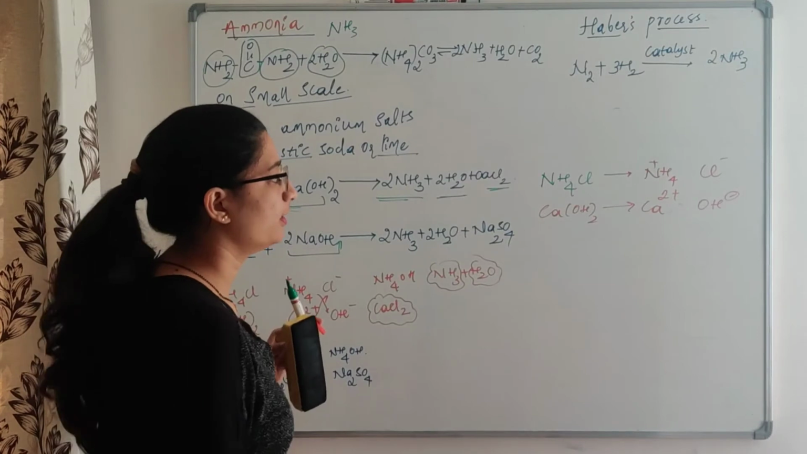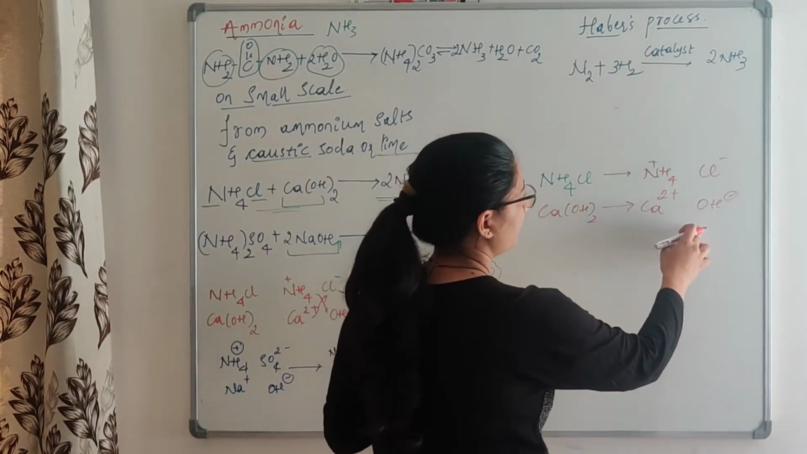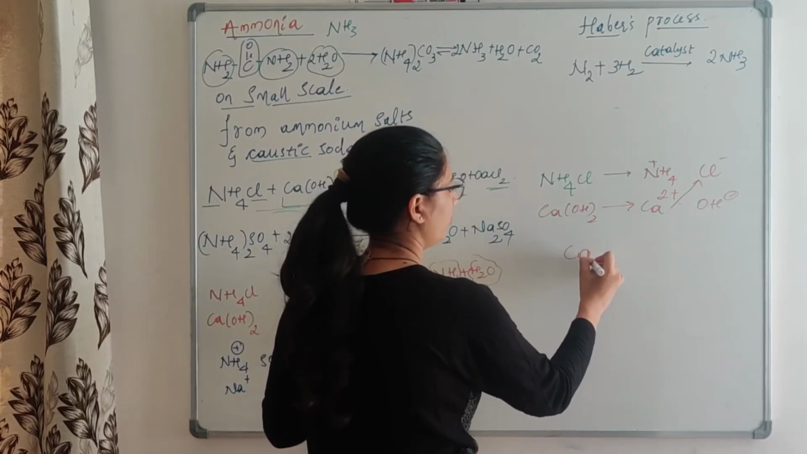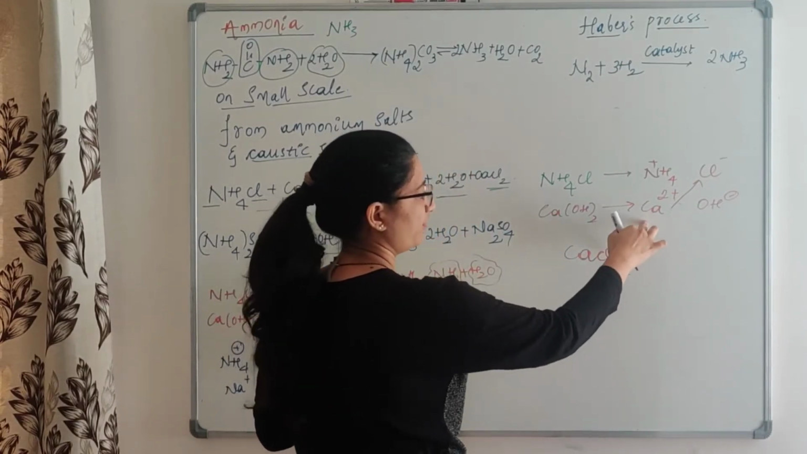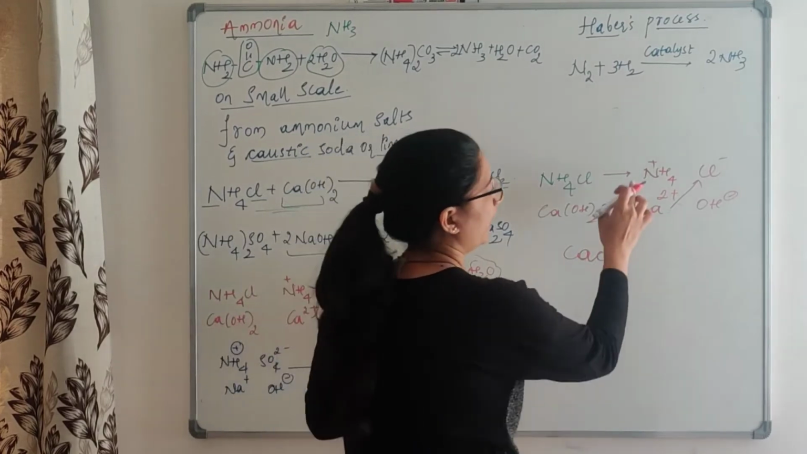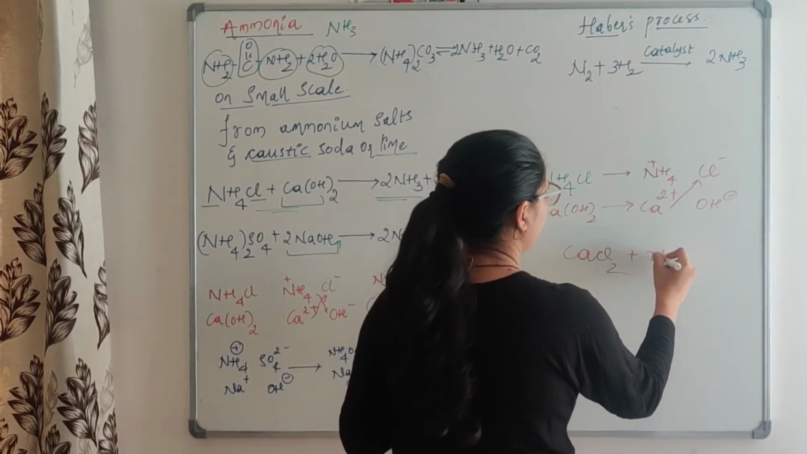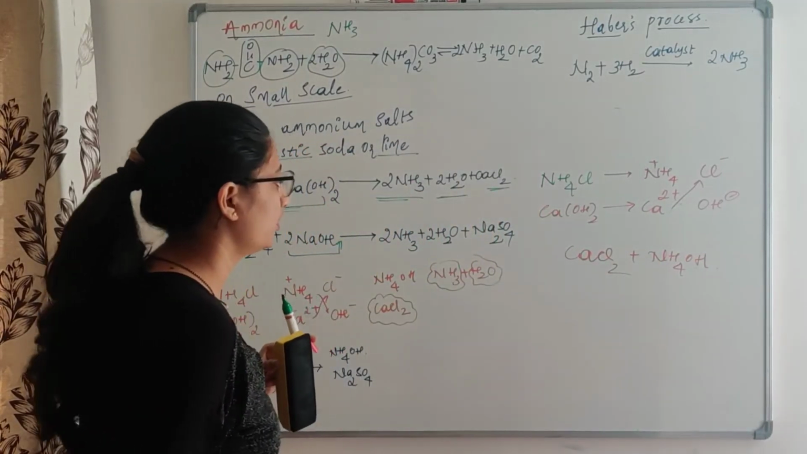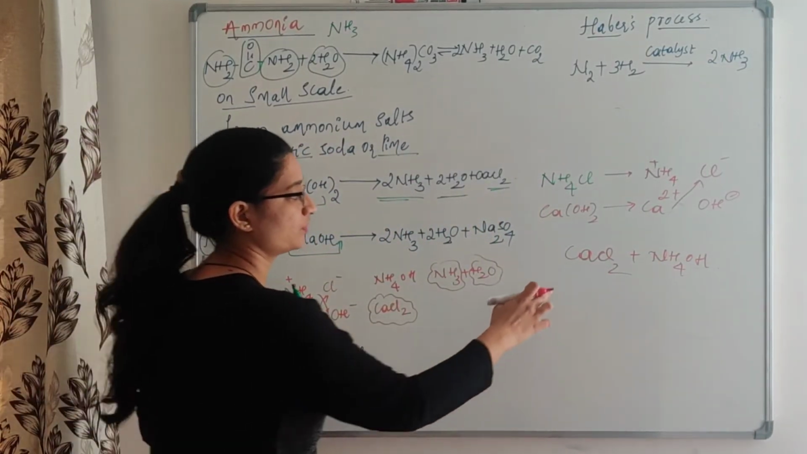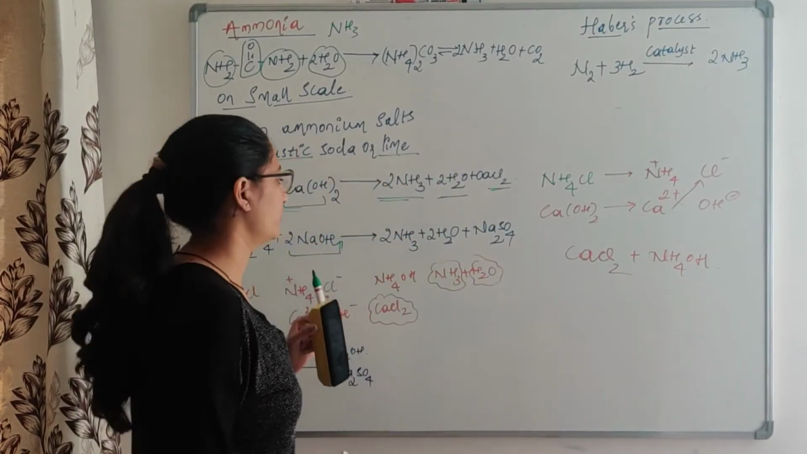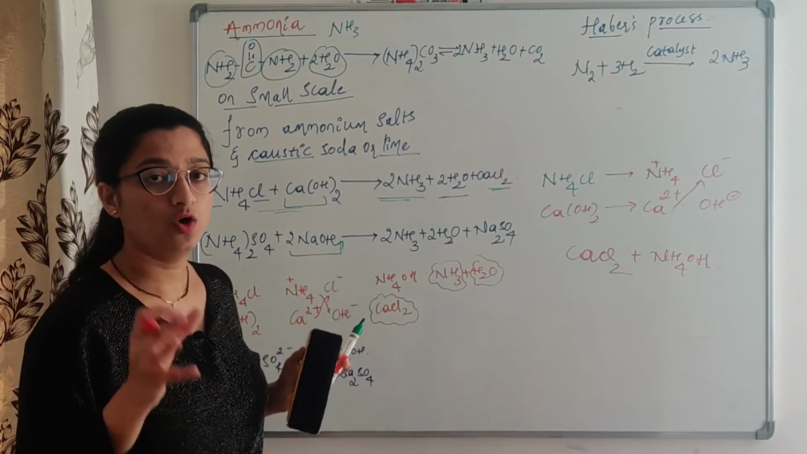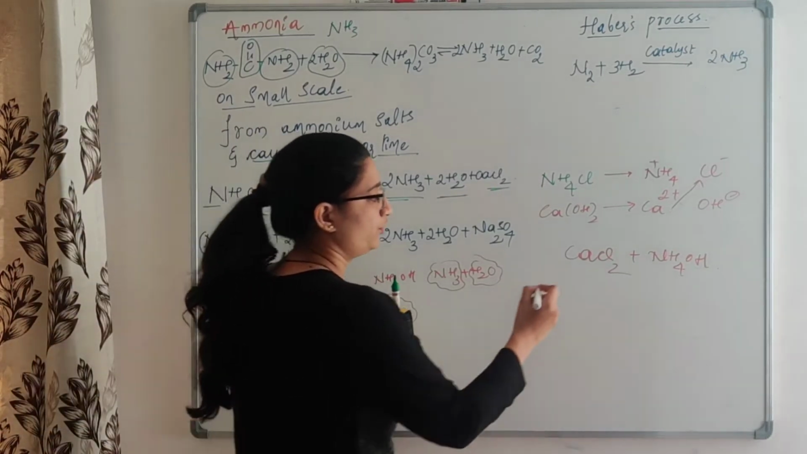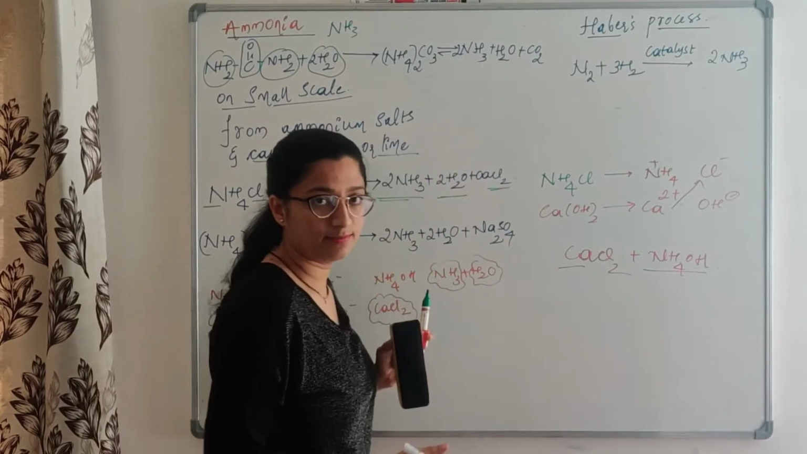Is that clear? Now, combine the positive and the negative ions. Ca and Cl will combine to form CaCl2 because it is having 2 valency. I have written 2 here. NH4 plus and OH, what will that form? NH4OH. Okay? Did you understand this? So these are the two products. The first reaction I am writing is how you can prepare NH3 on a small scale. So if you have got up to here, very simple.